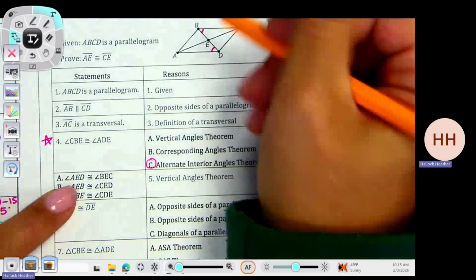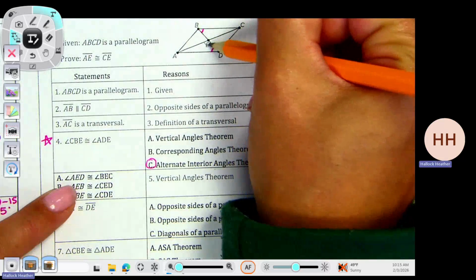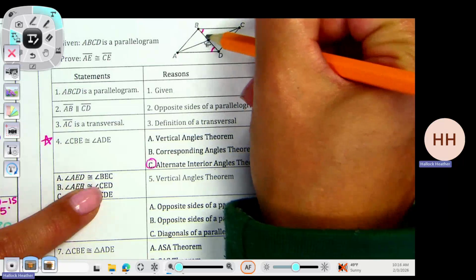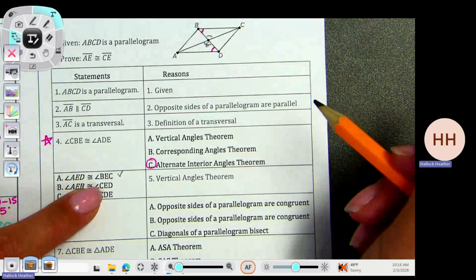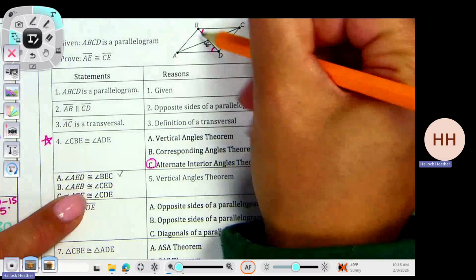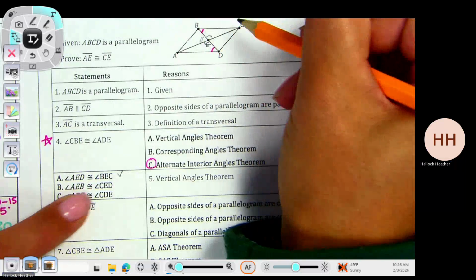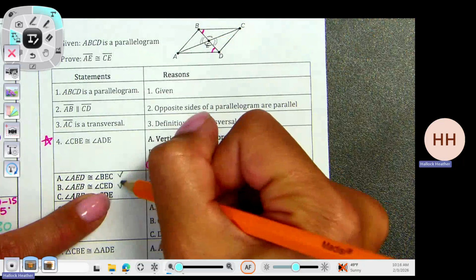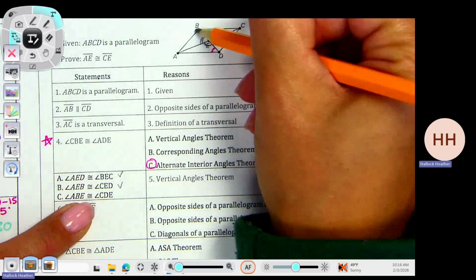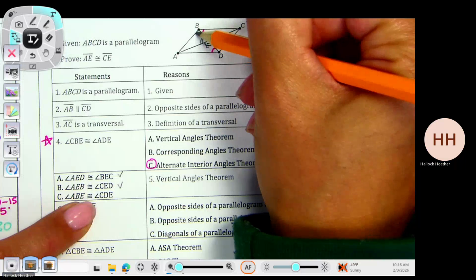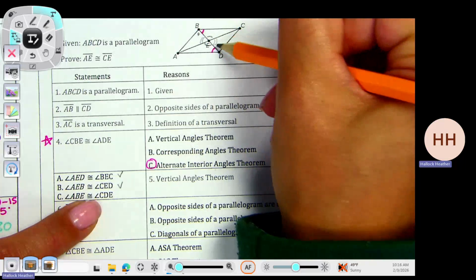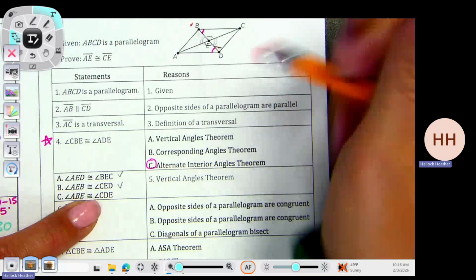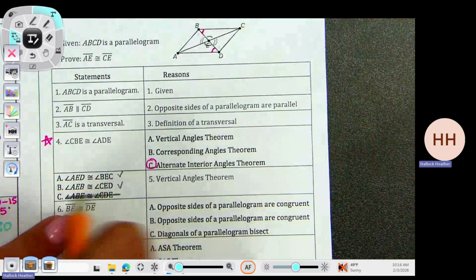It says AED, which is here, is the same as BEC, which is here. Those are vertical angles. That is true. The next one says AEB, which is here, and CED, which is here. Those are vertical angles. That is true. The next one says ABE, which is here, and CDE, which is here. Those are alternate interior angles. That is automatically out. Now, the problem is you have two possible answers.